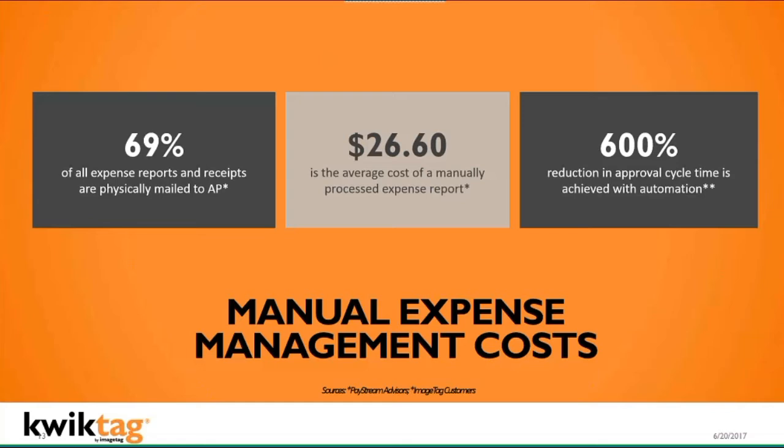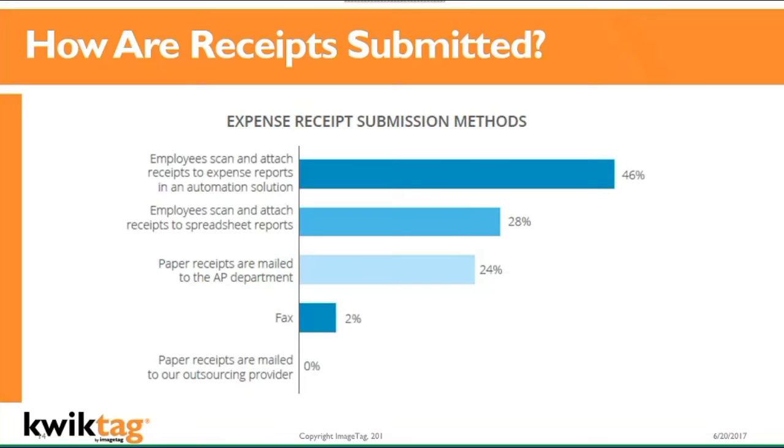Certainly, there are tools out there in the market that have made that more efficient. But if you could be using the same system that you use for AP and HR and expense management, again, you're just building that ROI, because 69% of expense reports are still mailed to AP. And that makes the average cost of each expense report about $26.60. So a little automation truly does go a long way in that situation.